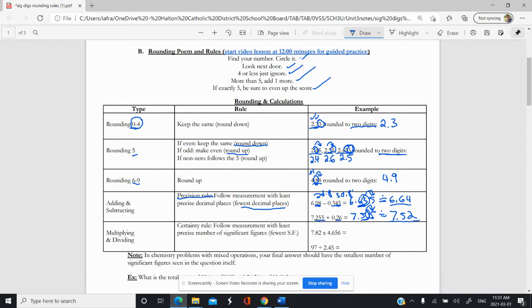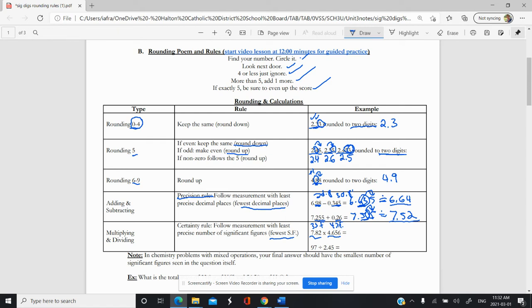Now, if you're multiplying or dividing, you follow what's called the certainty rule, where you follow the measurement with the least precise number of significant figures, not so much the least precise decimal places, but the least precise number of significant figures themselves. So I look for the fewest significant figures, and that's what I'm going to follow. So for example, between 7.82 and 4.656, this has 3 significant figures, and this has 1, 2, 3, 4. This has 4 significant figures. So I need to make sure I have 3 significant figures in my final answer when I'm rounding.